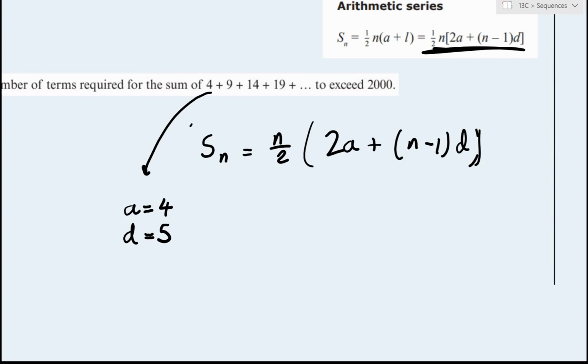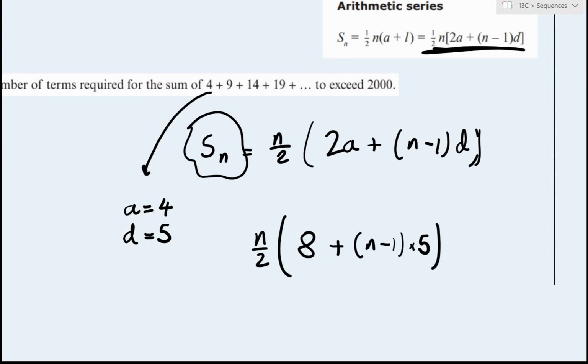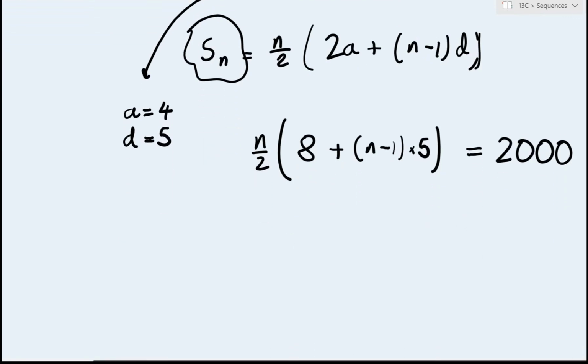And I want to write something for my Sn. Okay, I could use an inequality. So I could say I want n over 2 times (2a is 8, plus n minus 1 times 5) to be greater than 2,000, which is technically true. It's actually easier if we just solve it equal to 2,000. And then from there, we can get our term from that. So let's go ahead and do this.